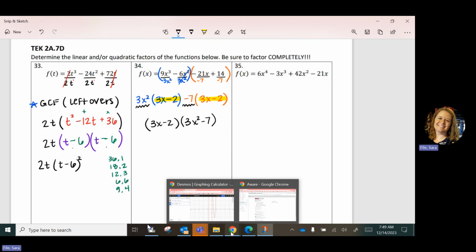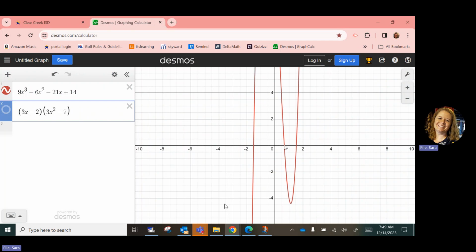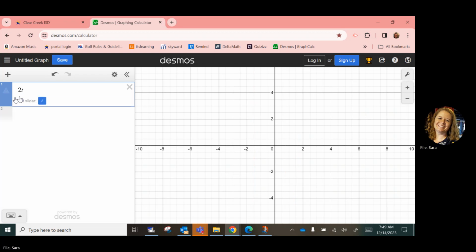So somebody read out, actually, you know what? I can just use it with this one. I'm just going to erase the factored equation. I'm going to take that out. We don't need that. Somebody read that other one to me. The first one, 33, 72T.